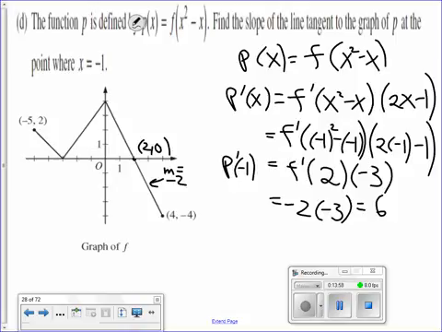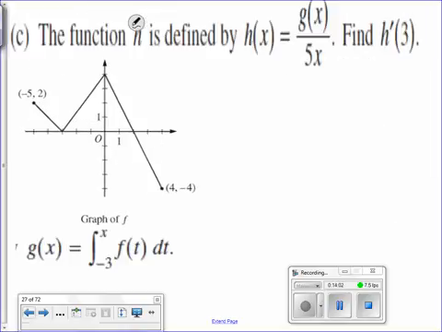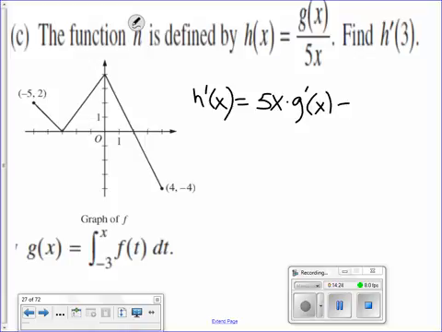Same question, part C. Now they want us to find the derivative of h. At least they're saying they want h prime of 3. So first we've got to get h prime of x. Let's write out the rule first. So low is 5x, d high, g prime of x, less high, d low. I should put the 5 in front. All over the denominator squared.